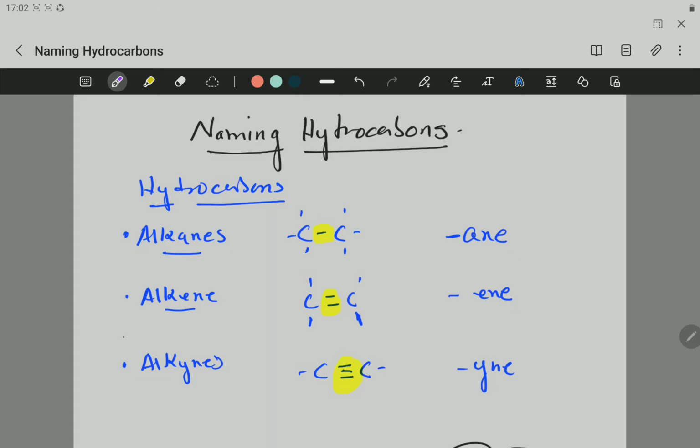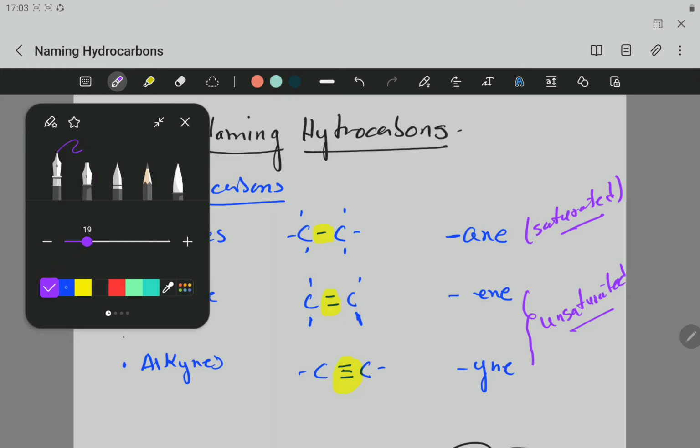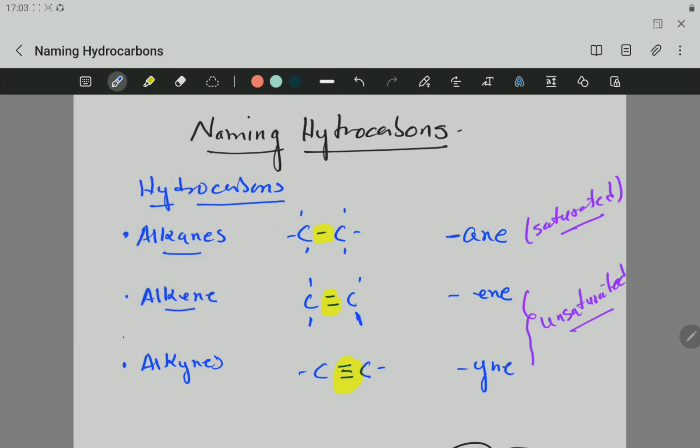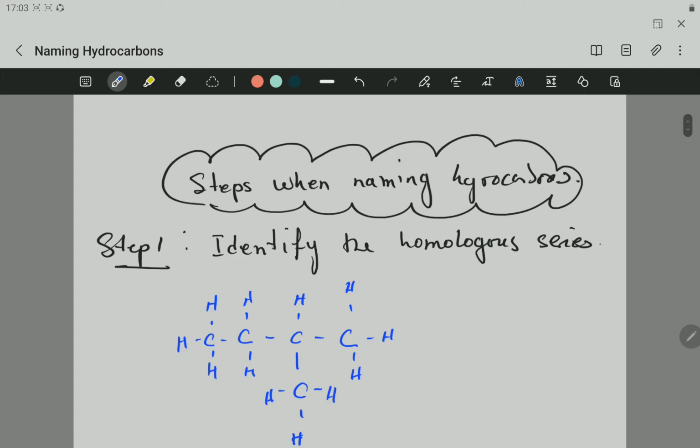Now, if we're going to record a little bit more, remember the alkenes and alkynes are unsaturated, and the alkanes are saturated. This is not needed now for the naming, but it's important to record. Okay, so this is the first important thing before we name the hydrocarbons. Remember what I said. First of all, if the compound is an alkane, the name will finish in "ane". If it's an alkene, it will finish in "ene", and if it's an alkyne, it will finish in "yne". All right. So let's go now to the steps when naming hydrocarbons.